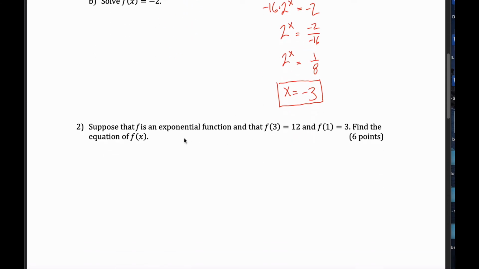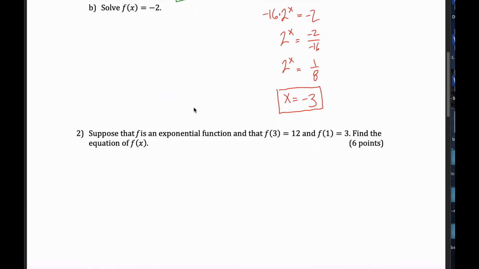The second question says that suppose f is an exponential function. Maybe I should have changed the letter. Maybe instead of using f twice, we should call this g. So when you see this quiz, it'll say suppose that g is an exponential function and that g of 3 equals 12 and g of 1 equals 3. And what we're supposed to do is find the equation of g of x.